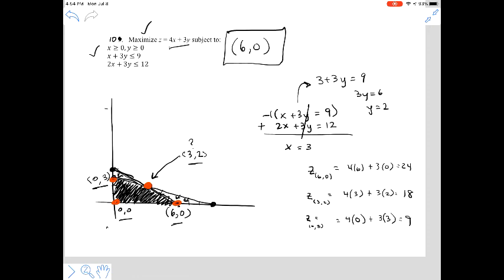The winner, the actual solution, is the point that maximizes your objective function. So (6, 0) was the point that maximized it. To get full points on that, you have to graph it. There's no other way really besides graphing to know where all your vertices are going to be. I mean, you could find this point here by just solving the system of equations.